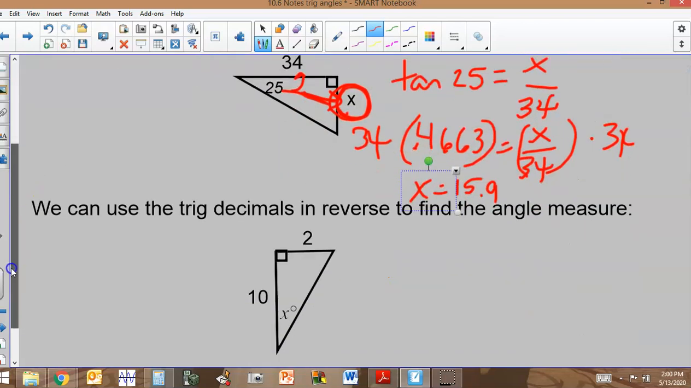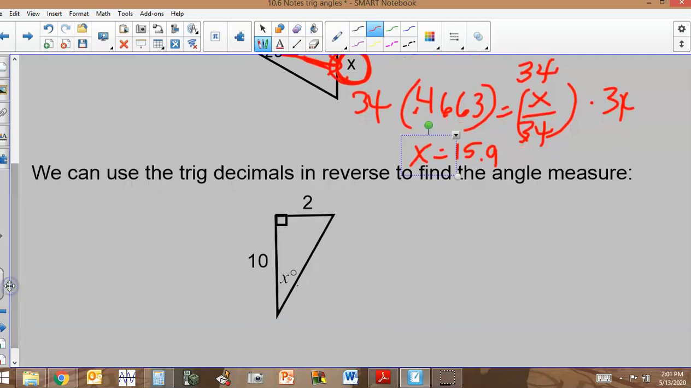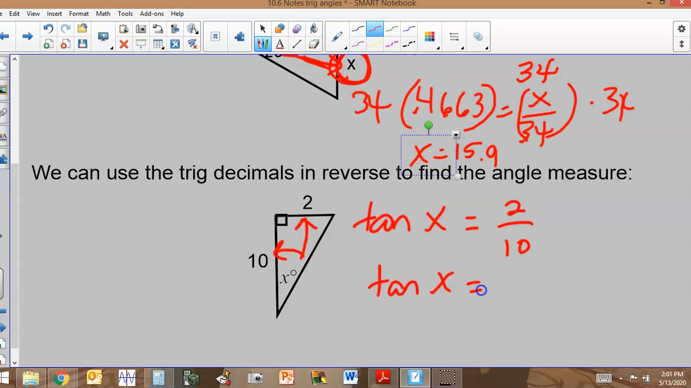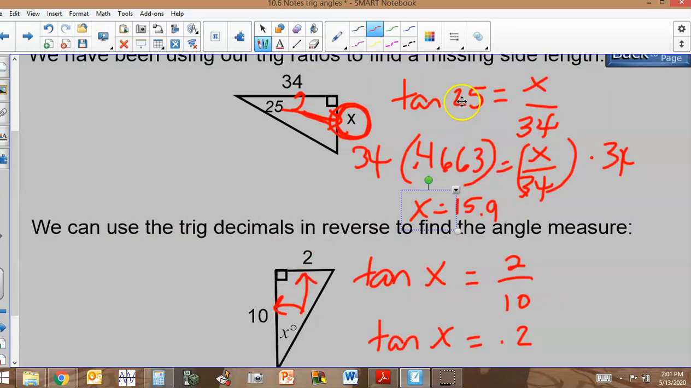All right, so what we're actually going to look at is what do we do if we have the two sides, but we don't have the angle? What do we do? Okay, so in this case, I would take the tangent of x equals, and then the opposite to x is 2, and the adjacent is 10. 2/10, okay? So in this case, the tangent of what equals 0.2. All right, so here's the problem. I have to make my calculator go backwards now. Rather than having the angle like I did up here, the x is now in the angle position, okay? So up here I did tangent of 25, and it gave me this ratio.